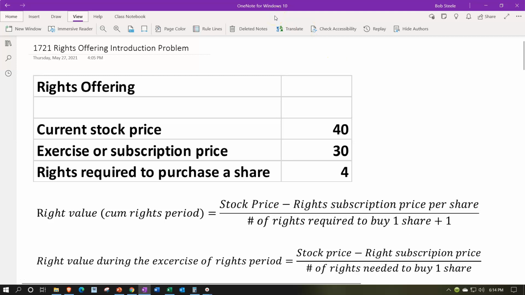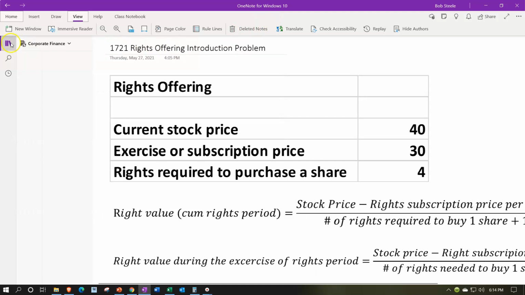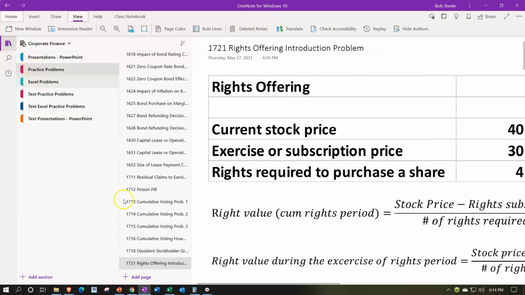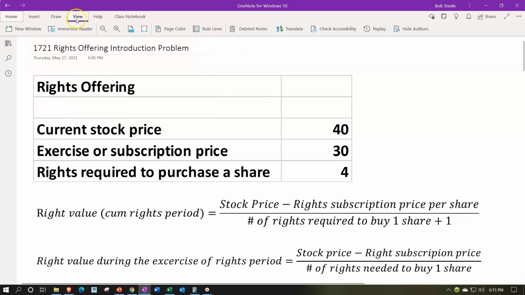If you have access to OneNote and would like to follow along, you're not required to, but if you would like to, we're in the icon on the left-hand side in the practice problems, then down in the 1721 rights offering introduction problem. Also note, when using OneNote, look at the immersive reader tool. Our problems up top will be in the text area as well, same name, same number, but with transcripts that can be translated into multiple different languages and either listened to or read in them. Closing the icon, we have our information up top.